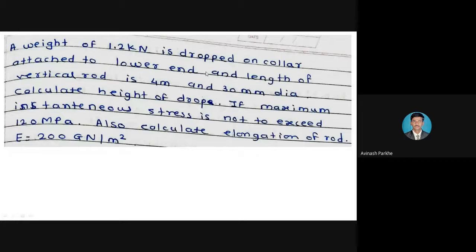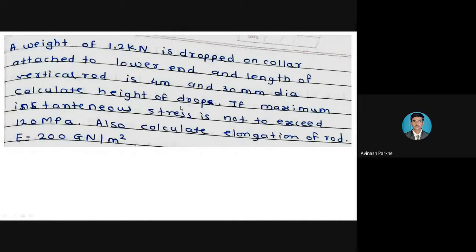It is the same construction as the figure we used for the derivation. One vertical rod is fixed at the top side, and at the bottom side the collar is attached. And one movable load will move in the upward and downward direction on that vertical rod. So here the weight of 1.2 kilonewton is dropped on the collar attached to the lower end, and the length of the vertical rod is 5 meter, diameter 30 mm.